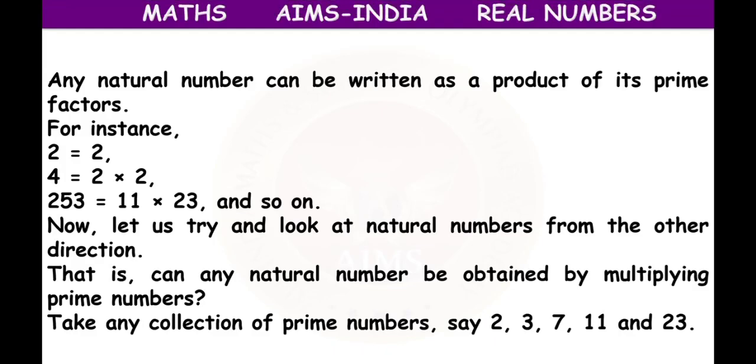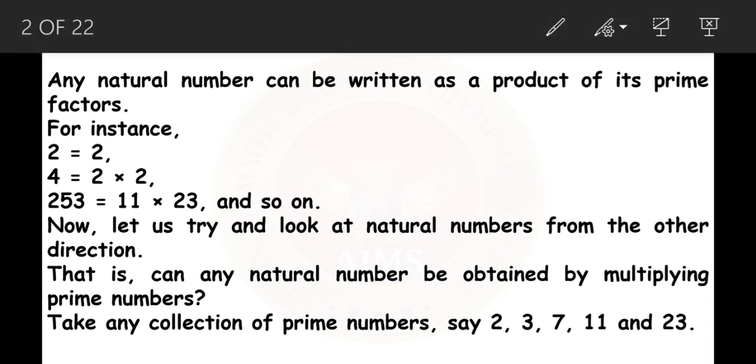Here, any natural number can be written as a product of prime factors. We know about natural numbers. They are denoted by the symbol N. They are also called counting numbers, starting from 1. Any natural number can be written as the product of prime factors. We are aware of prime numbers and composite numbers, so we can write it as a product of prime factors.